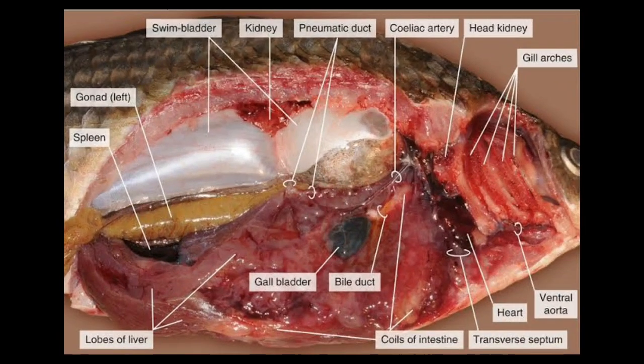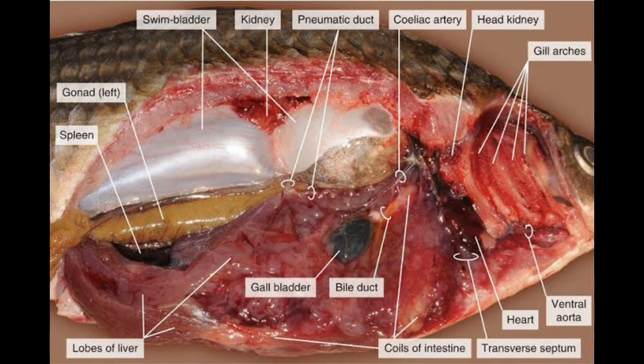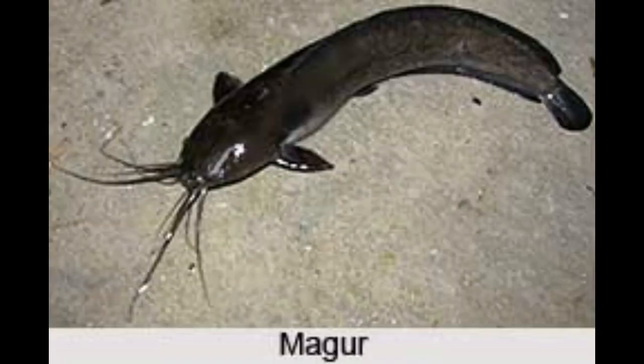The next demonstration is the observation of air bladders in air breathing fishes. These air breathing fishes are also called amphibious fishes. They are able to respire in air. Many fishes living in oxygen poor water develop air breathing lungs.